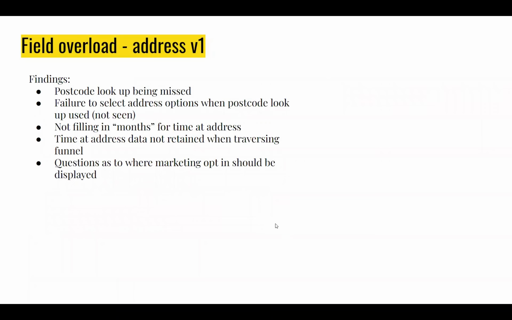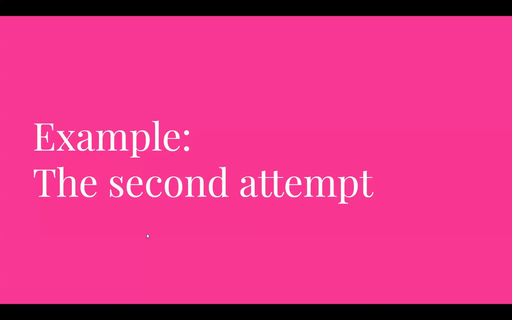For the address section, we noticed the postcode lookup was being missed, with failure to select the address options when they were presented to the user. Users weren't filling in the months for the time lived at address. The time at address data wasn't being retained when the user went back and forth through the funnel, and the business had some questions about where the marketing opt-ins should be displayed.